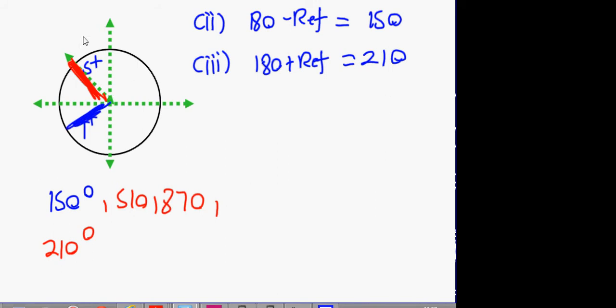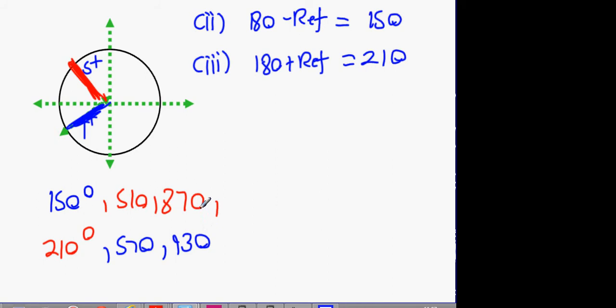It's the same deal again, isn't it? It rotates around and reaches 210, then keeps going around, and when does it hit it again? 570. And after 570? 930. Now guys, it just keeps going and going, and we can't write them all out.